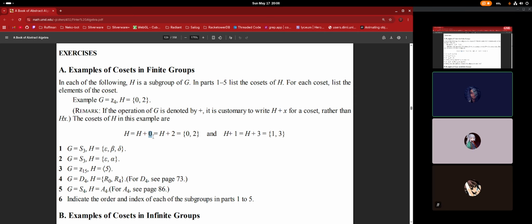So if you do H plus 0 and apply that to the members of H, you get 0 and 2. And with 1, you get 1 and 3. For every other possibility of A, which in this case would be 2 and 3, you get 2, 0 and 3, 1. But because these are sets, it doesn't matter.